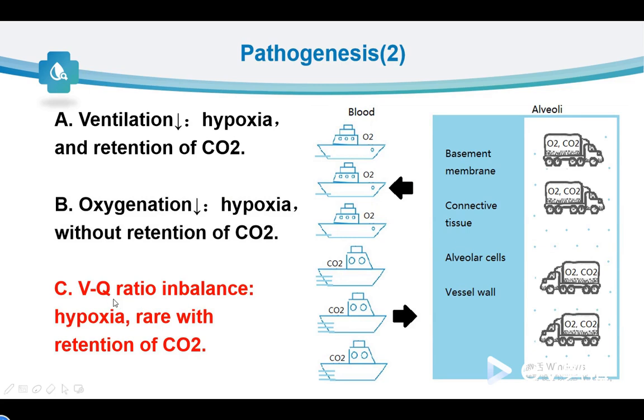The third mechanism for respiratory failure is the VQ ratio imbalance. In this condition, the patient usually has hypoxia predominantly, but rarely with a retention of the carbon dioxide.